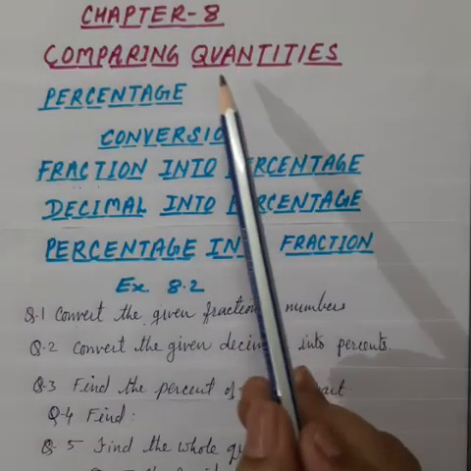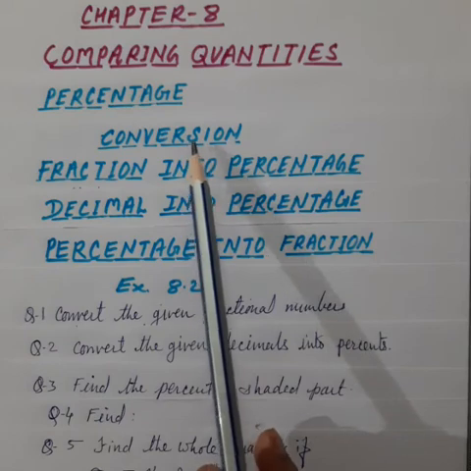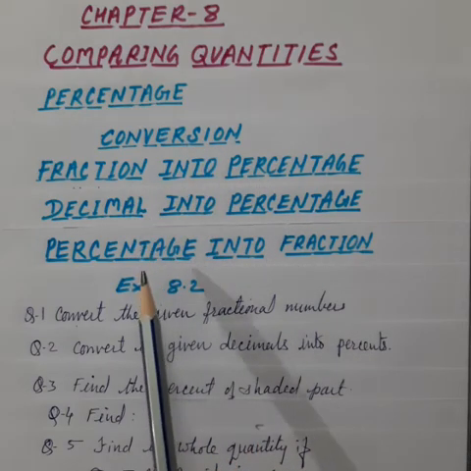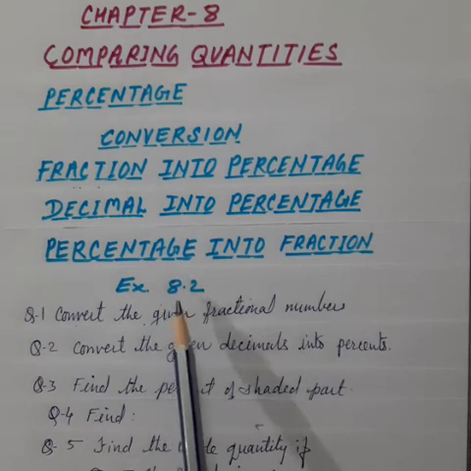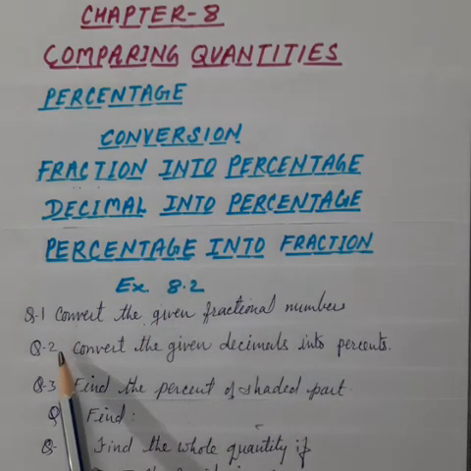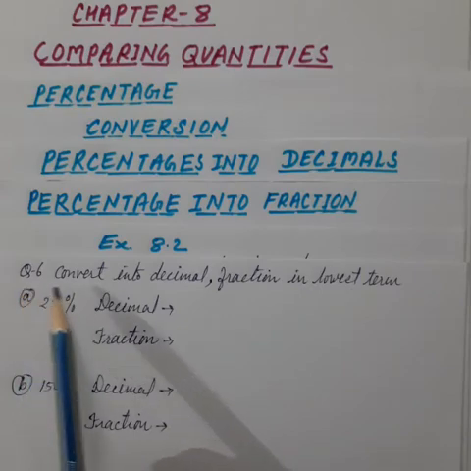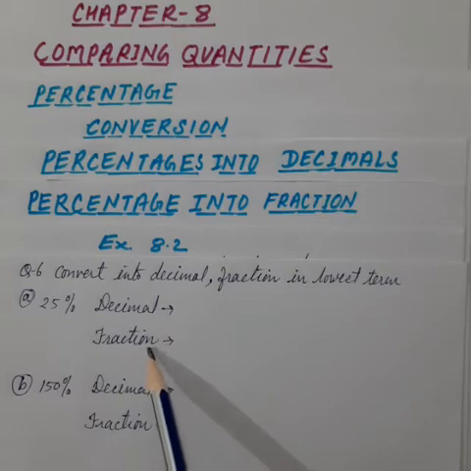In chapter 8, Comparing Quantities, in the previous class we learnt about the conversions: fraction into percentage, decimal into percentage, and percentage into fraction, and we completed question 1 to question 5 of exercise 8.2. Coming to question 6. Convert these percentages into decimals and fractions in lowest terms.